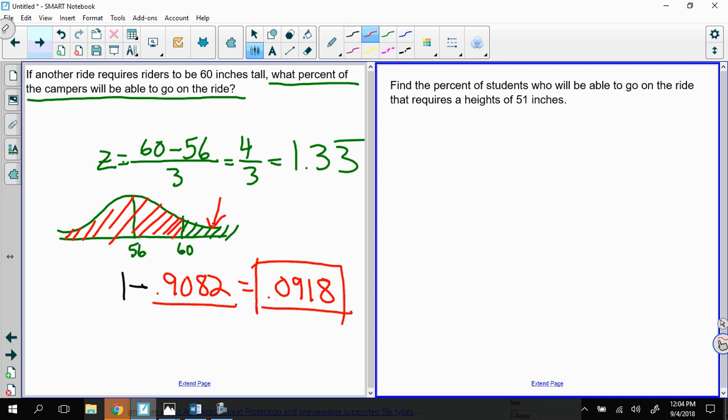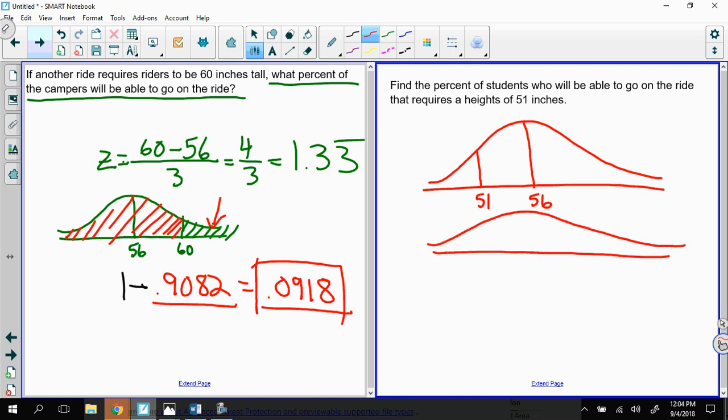Find the percent of students who will be able to go on the ride that requires 51 inches or higher. So again, if we're looking at our average was 56. Here's where our value is at 51, somewhere over here. If we reset that so we can talk about standard deviations, we're resetting this to be 0, we have to find how many standard deviations this is away, which means we have to find a z-score. Well, the value is 51 minus the 56 divided by 3. That's negative 5/3. So this is the negative table that we're looking at, negative 1.67.